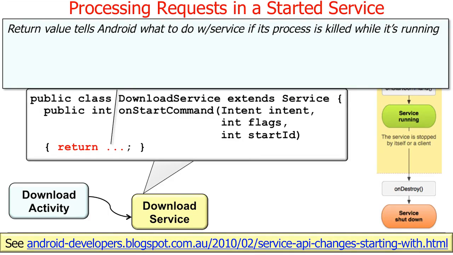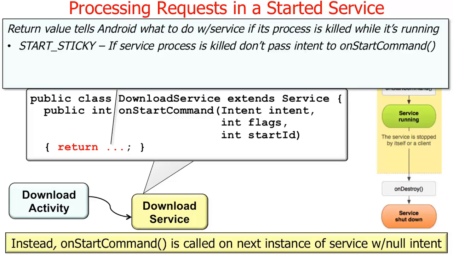Let's take a look at the return values that can be returned from onStartCommand. One return value is called start sticky, and this says if the service process is killed, restart it automatically, but don't pass the intent back to onStartCommand. Instead, pass it with a null intent so it can know it's been restarted after it was killed.